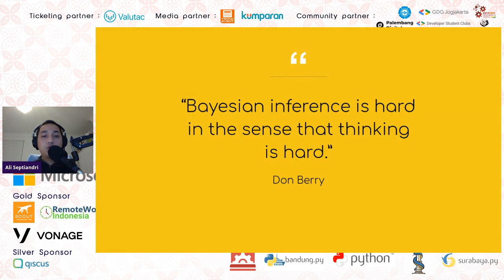So to conclude, Don Berry said that Bayesian inference is hard in the sense that thinking is hard. So yeah, that should end this talk.